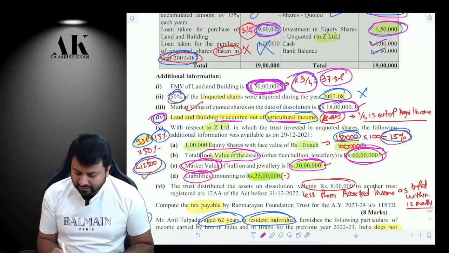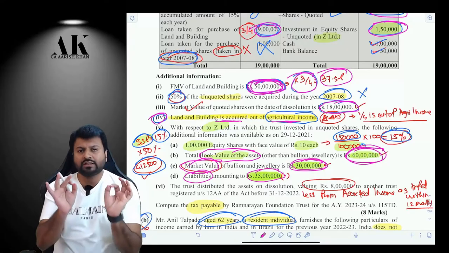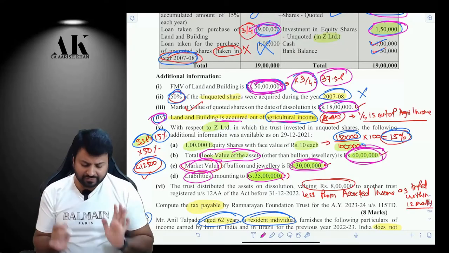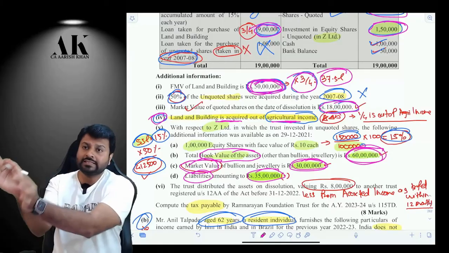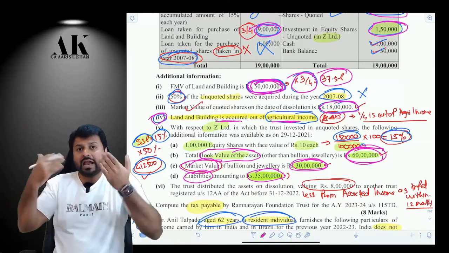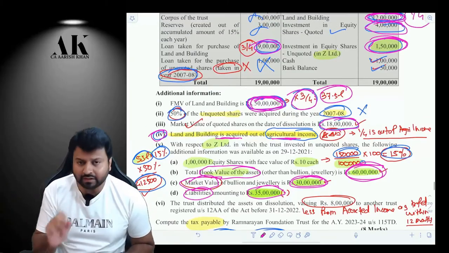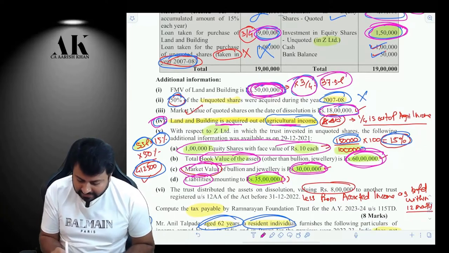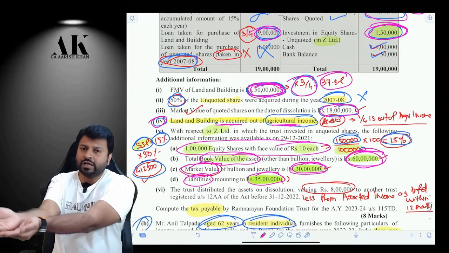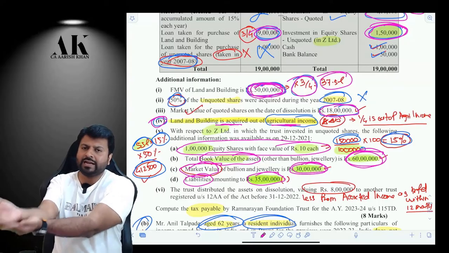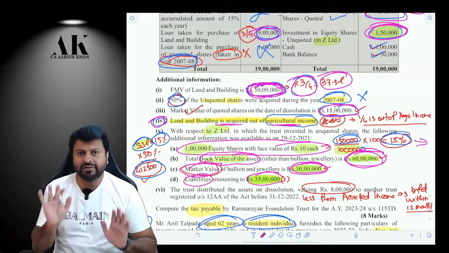So 60 plus 30, 90. 90 minus 35 lakh. It comes to 55 lakhs. Now out of 55 lakhs, that is the total worth of Z Limited. How much do we have in that company? See, we have an investment of 1,50,000 and the total equity capital of Z Limited is 10 lakh. Therefore, we have 15% investment in that.